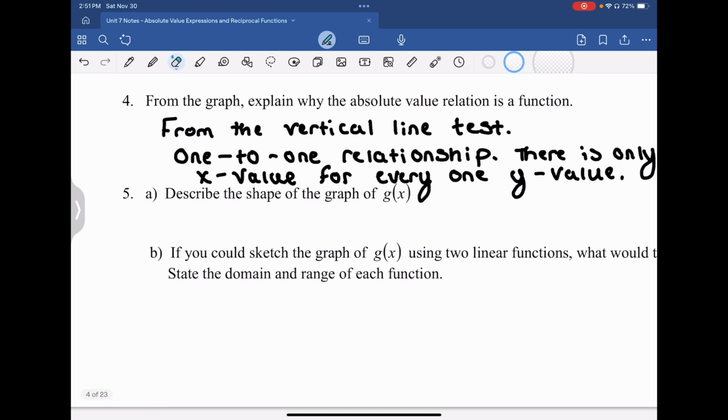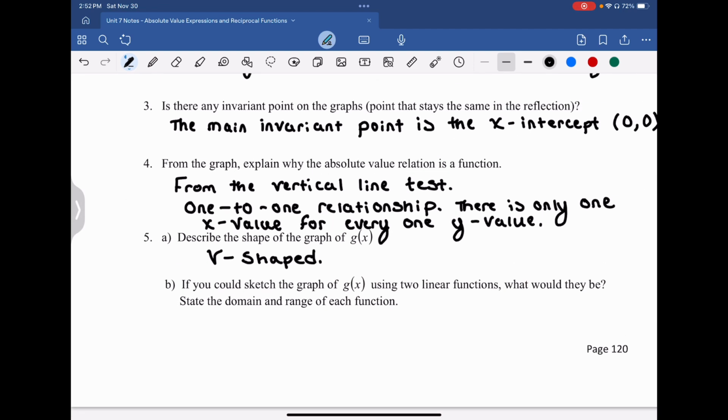Describe the shape of g of x. Well, it's a V shape. So anytime we have a linear line with absolute value, we're going to expect to see this V shape, or that it will have some sort of V-shaped overall appearance. If you could sketch the graph of g of x using two linear functions, what would they be? And then state the domain and range of each of the functions.